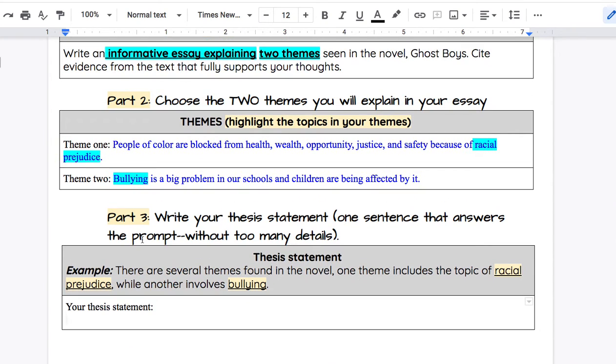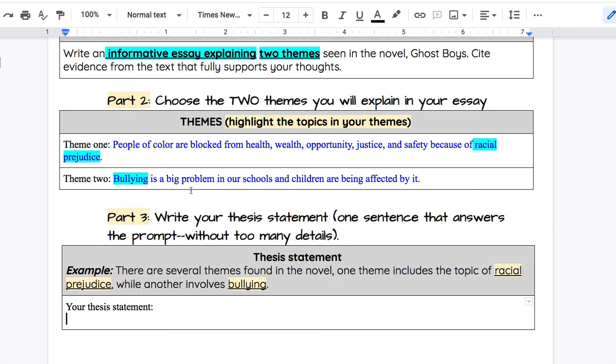However, if I use these two sentences as my thesis statement, that's going to be a run-on sentence, right? I can't say the themes in Ghost Boys are people of color are blocked from health, wealth, opportunity, justice, and safety because of racial prejudice, and bullying is a big problem in our schools, and our children are being affected by it. That is a run-on sentence, right? There's more than one idea in that sentence.